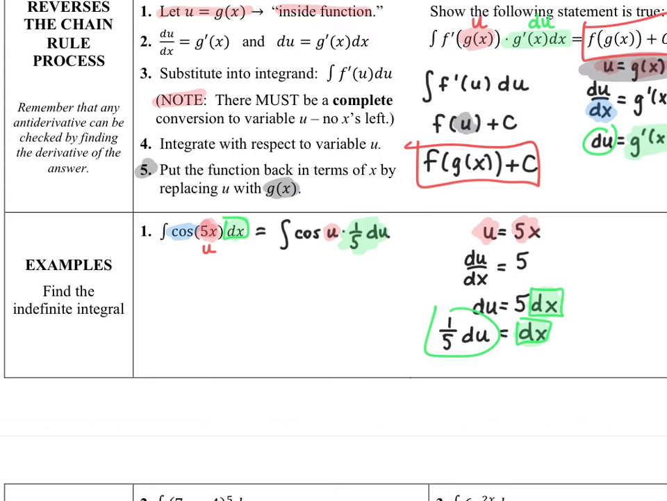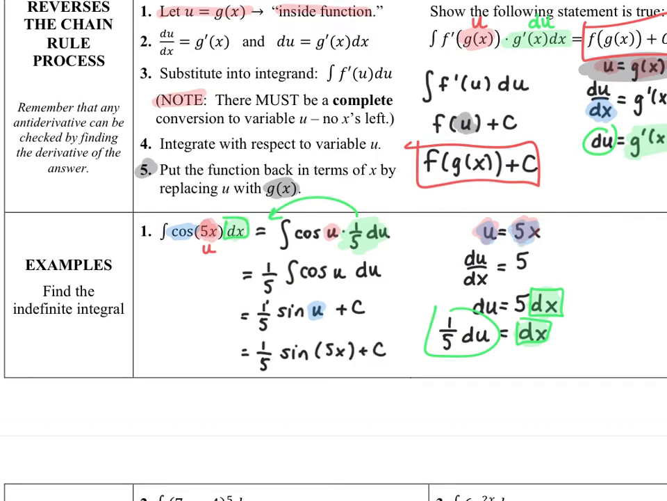My next move is to take that 1/5 and pull it to the outside. Now I just find the antiderivative of cosine u du. That gives me 1/5 sine u plus c. My last move is just to get this back to my original variable. So in place of that u, I go back to my original definition up here, and I put that 5x back in. As you see, this is the same answer I got in the warm-up above. This just provided me a more methodical, step-by-step way of arriving at that answer.